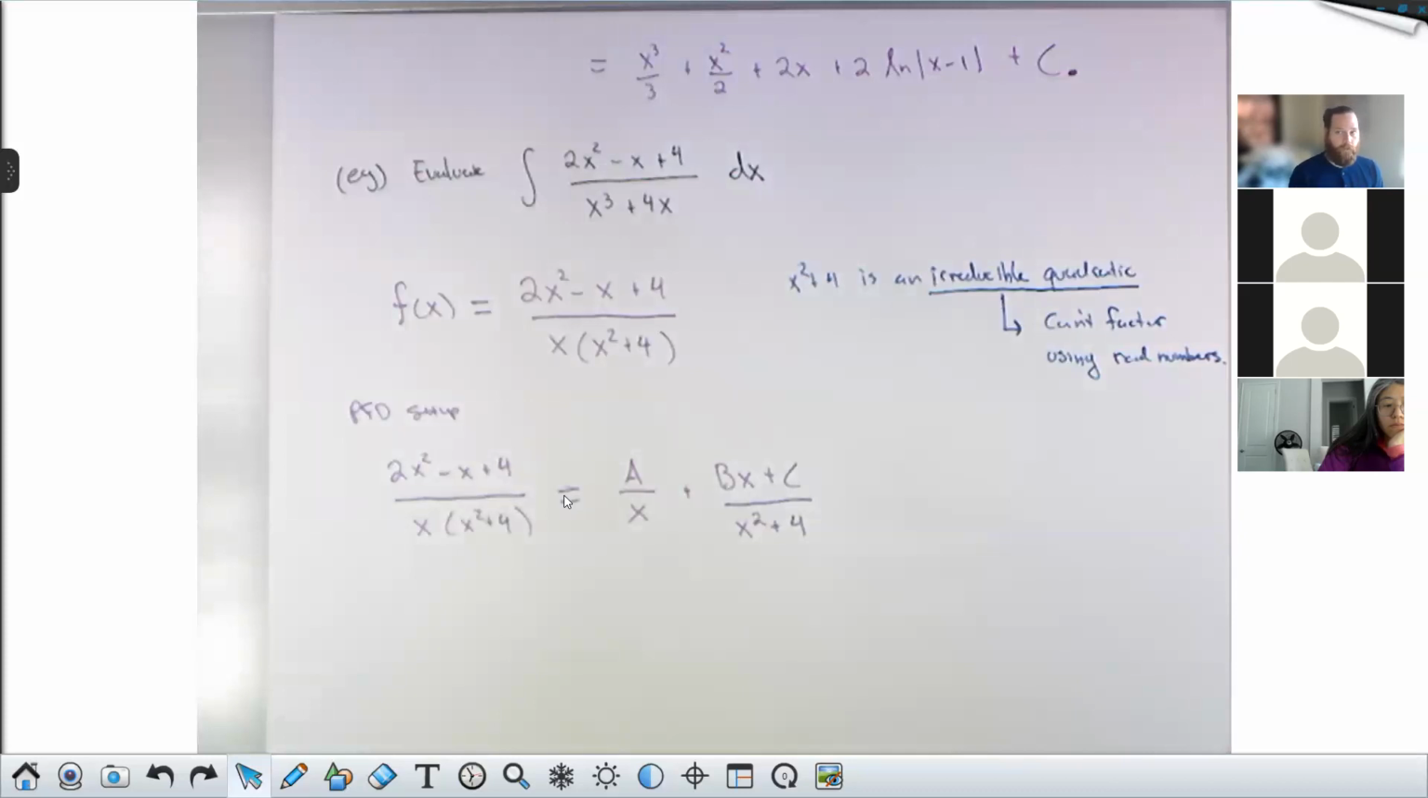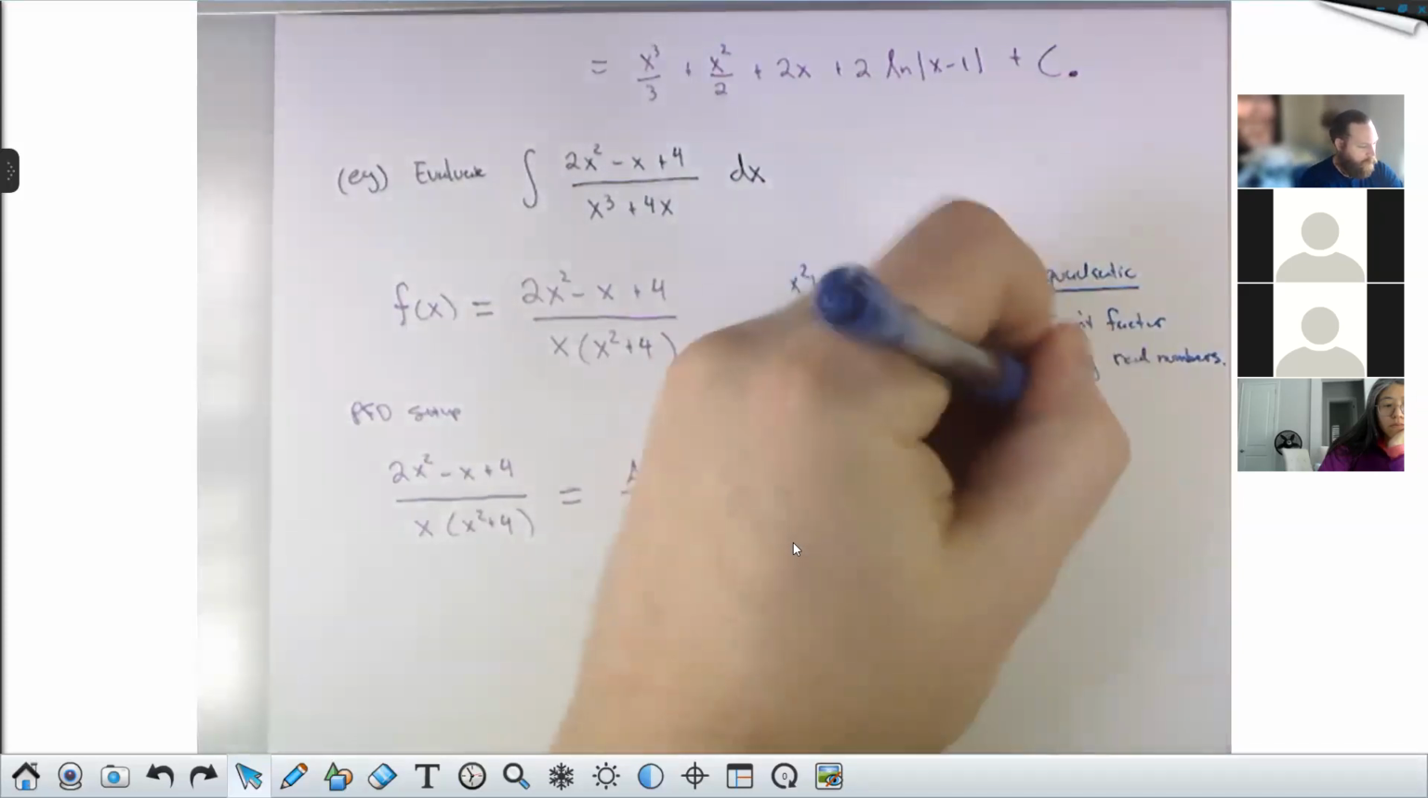From here, everything's going to go the same way it did on Monday. We're going to clear out those denominators. We're going to combine like terms. We're going to get whatever we can using the Heaviside trick, and then we'll set up a linear system to solve for the rest. Really quick, before I wander away from this, how do you test if something is irreducible?